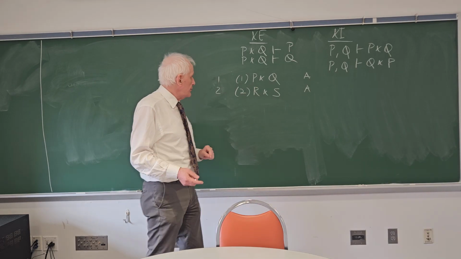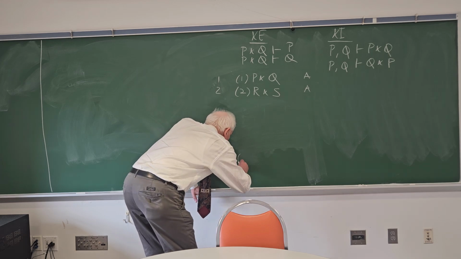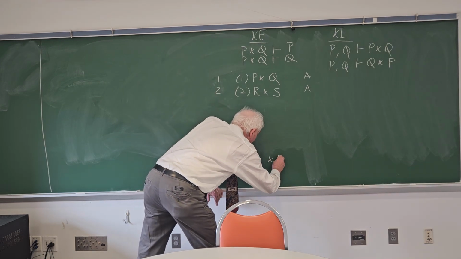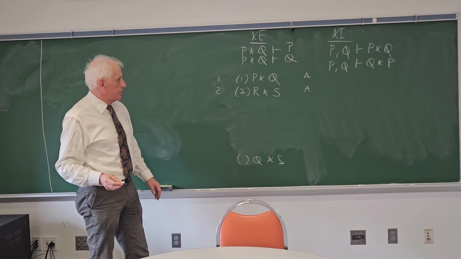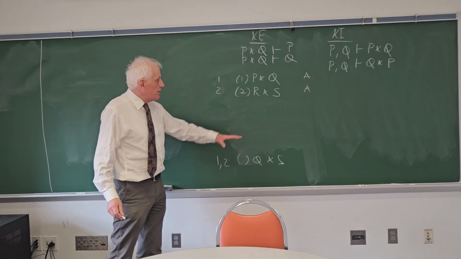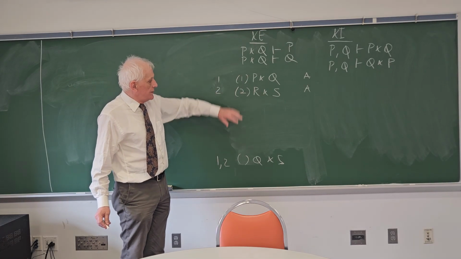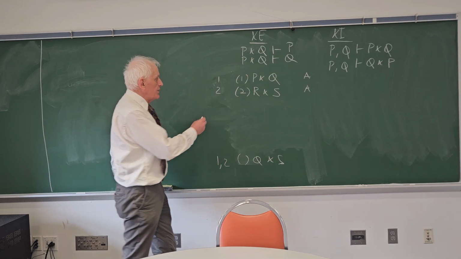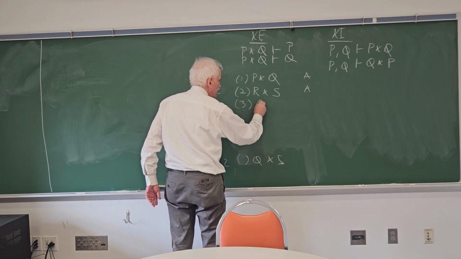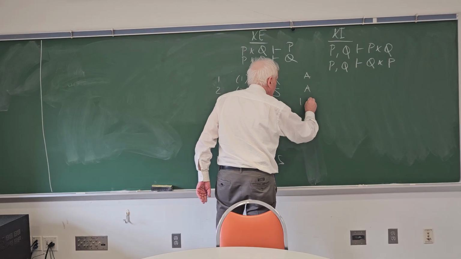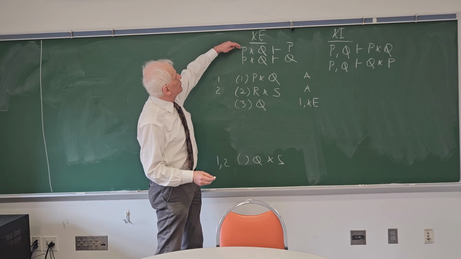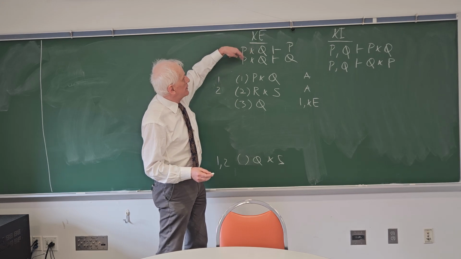Okay. And suppose we want to prove Q and S on assumptions 1 and 2. So we have to fill in this gap. Here are our two premises, here's our conclusion. Well, we just take Q from 1. So that will be 1 ampersand elimination, right? From a conjunction, you can take the right conjunct.